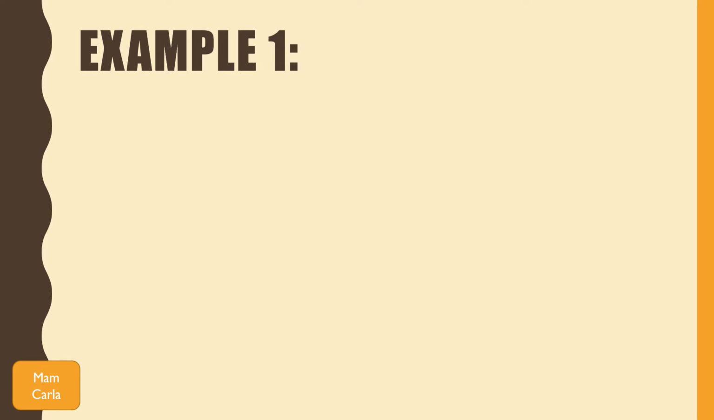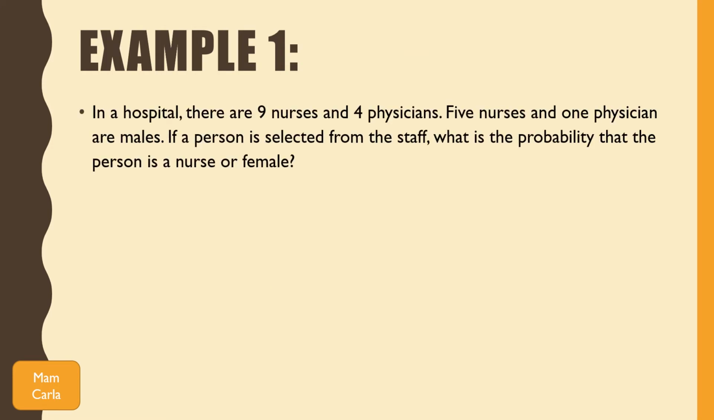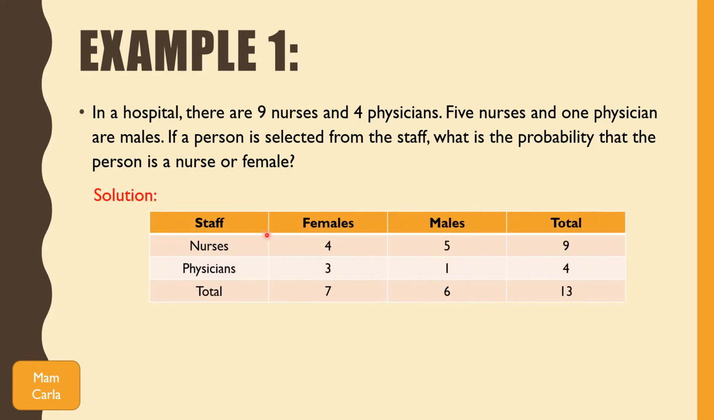Let us deal with more examples. In a hospital, there are 9 nurses and 4 physicians. 5 nurses and 1 physician are males. If a person is selected from the staff, what is the probability that the person is a nurse or female? So we will be using here a table of values.